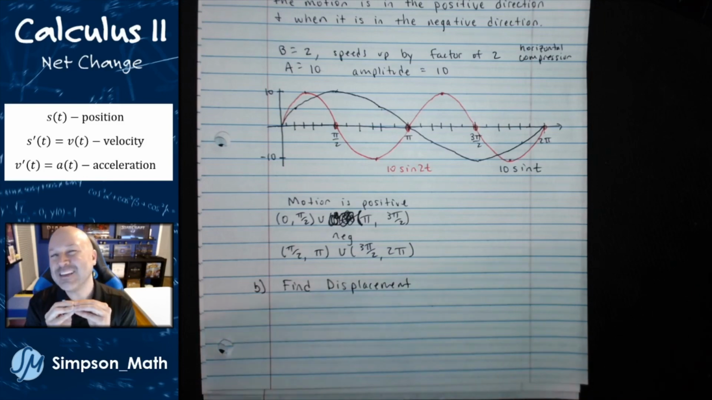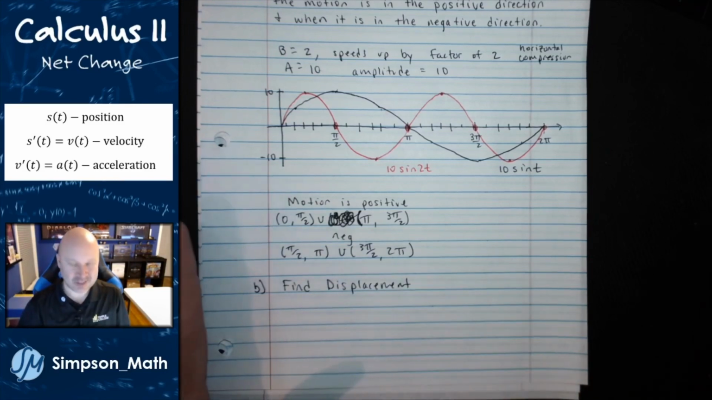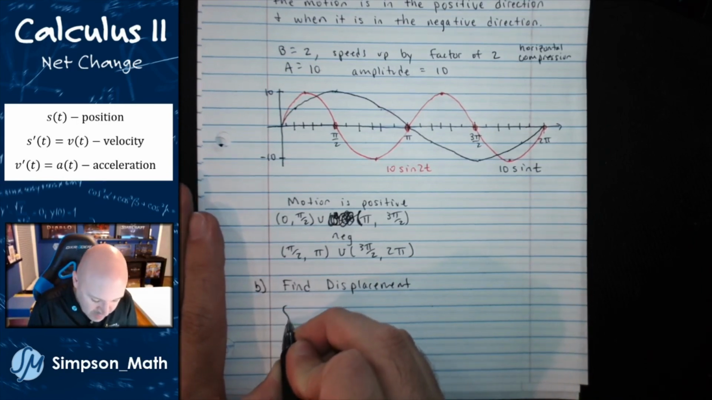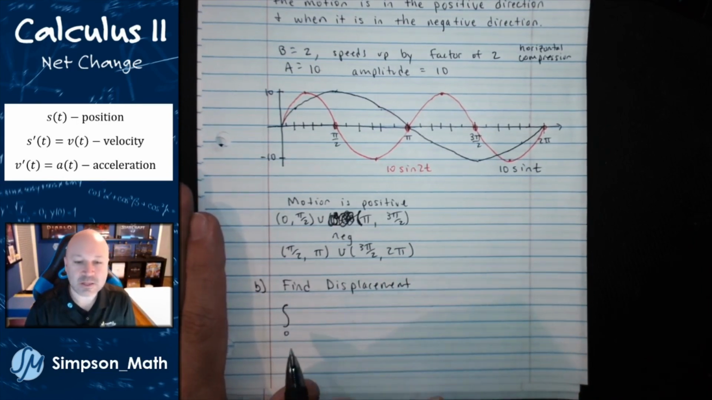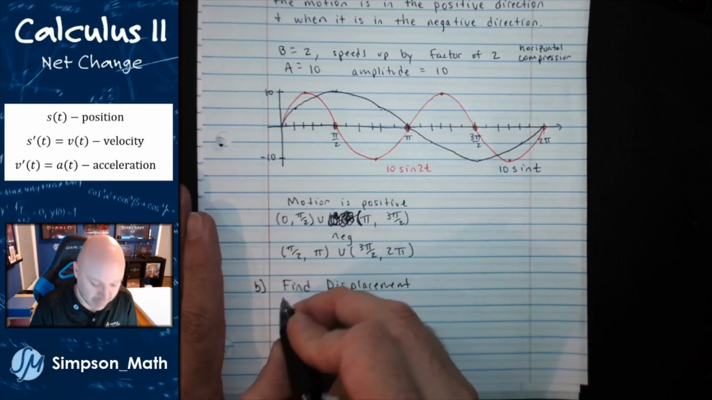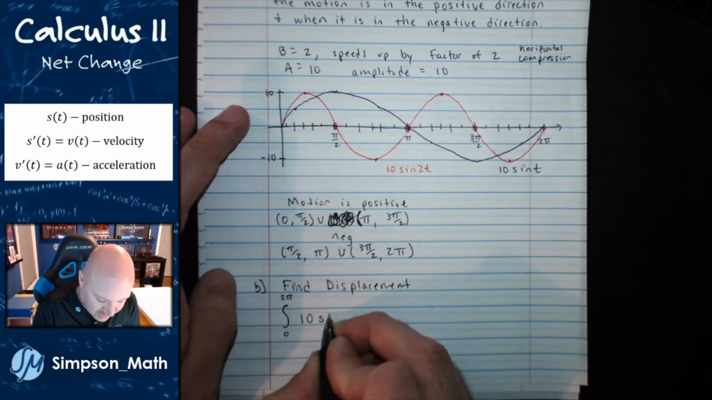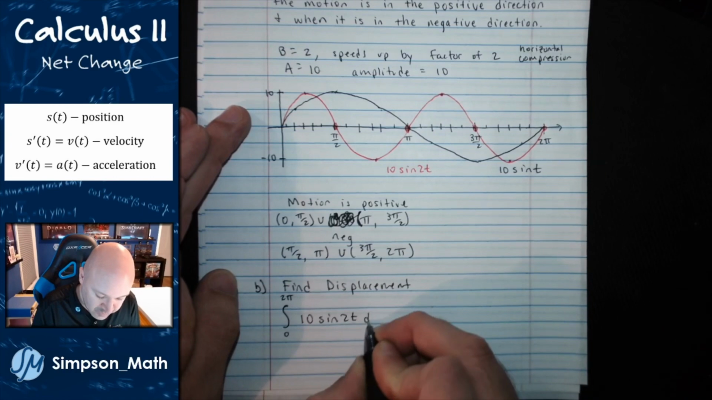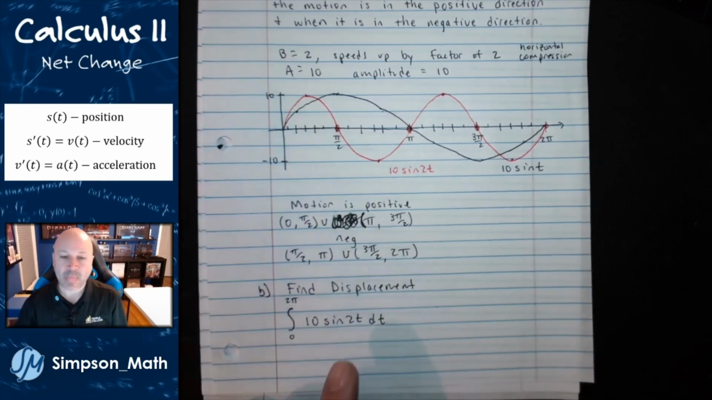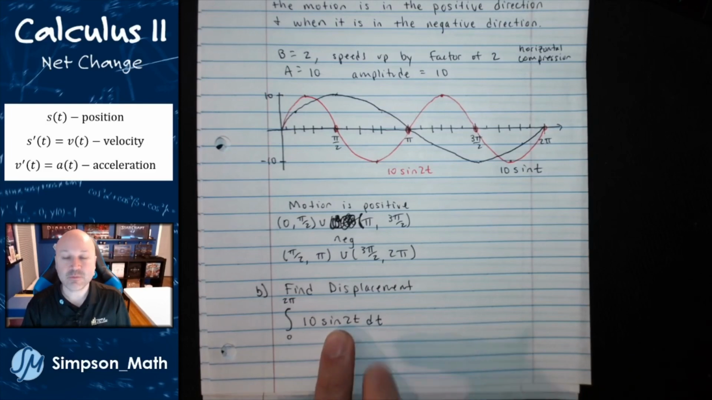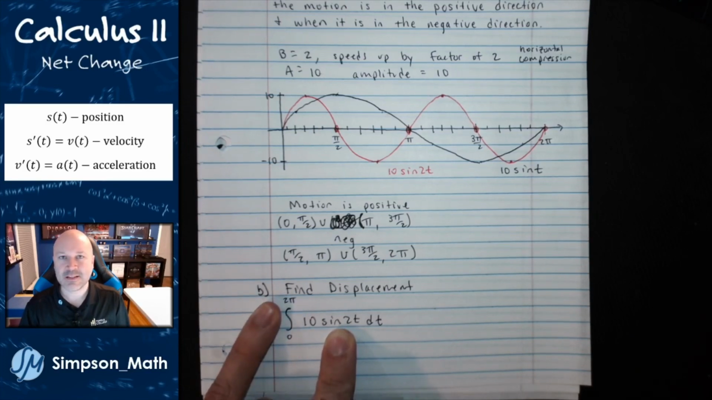If I were to find the antiderivative of velocity, that would get us back up to the position function. Let's just start there. I'm going to set up an integral on our interval of interest 0 to pi. I'm integrating our velocity function 10 sine 2t with respect to time. If I integrate this velocity function, it will spit out the position function. And if I evaluate that thing from 0 to 2 pi, it's telling me two things.